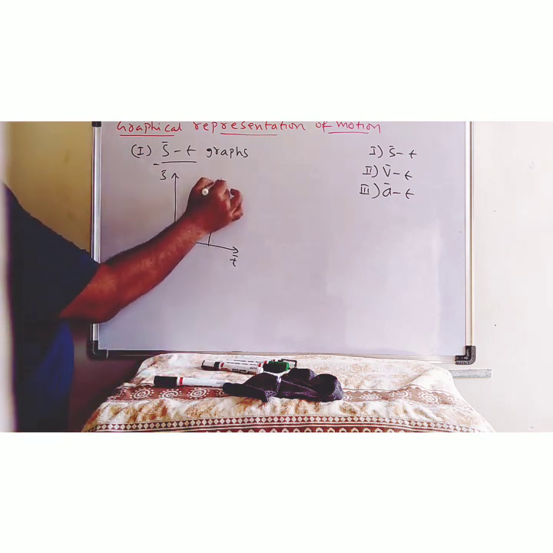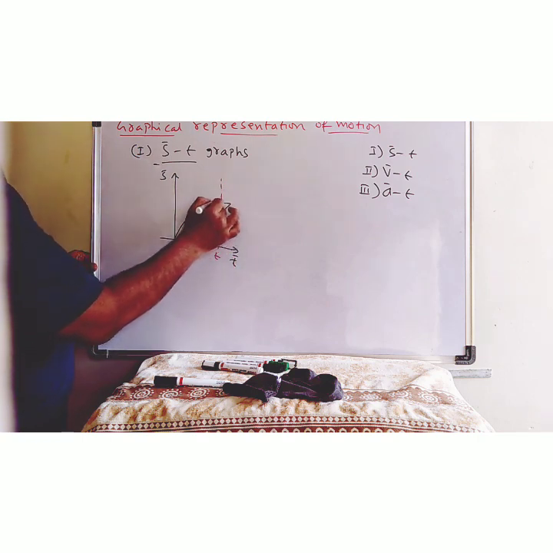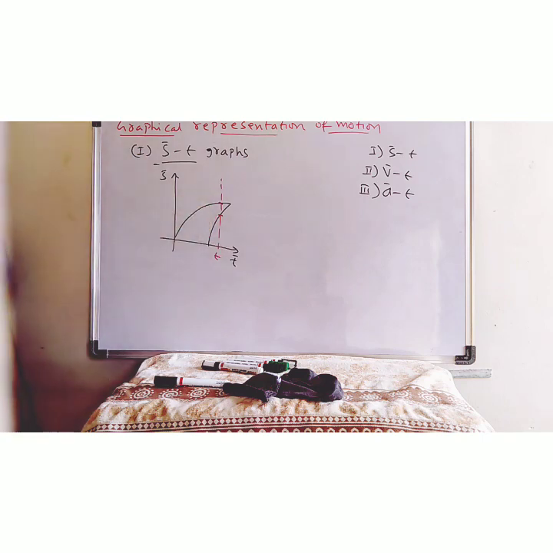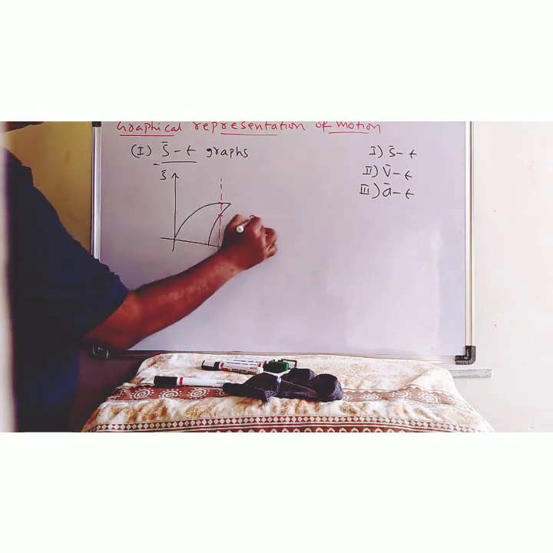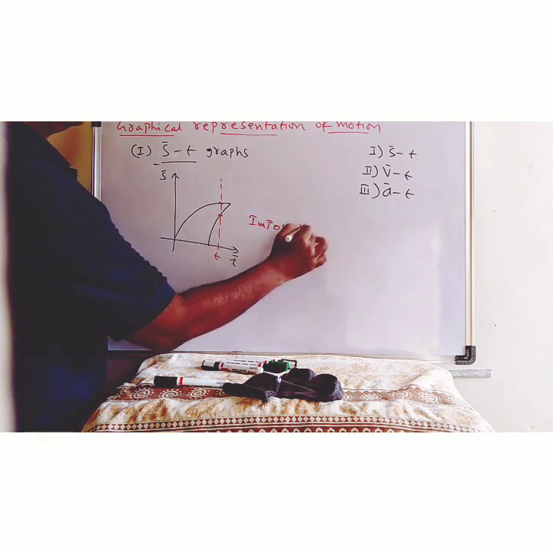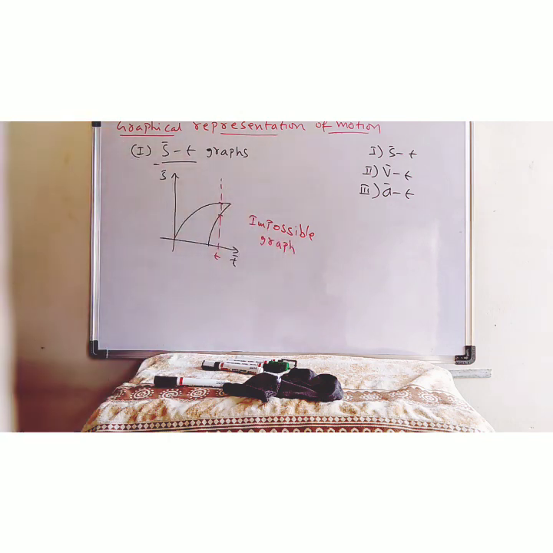Why? Suppose I draw a straight line here. See, at this time there are two positions. At the same time, two positions are impossible. So that's why this is an impossible graph.